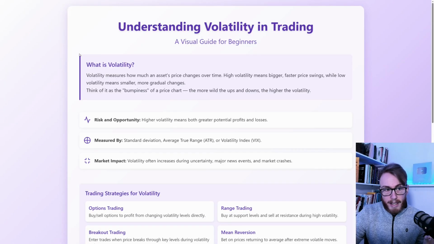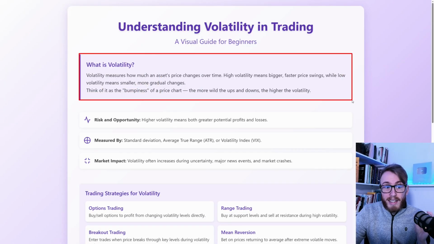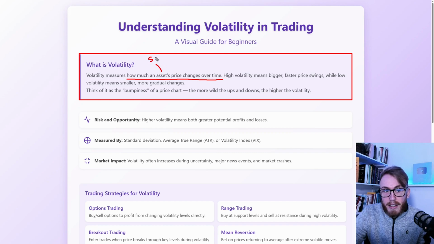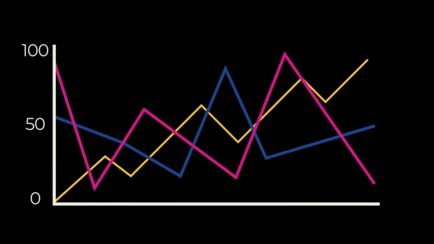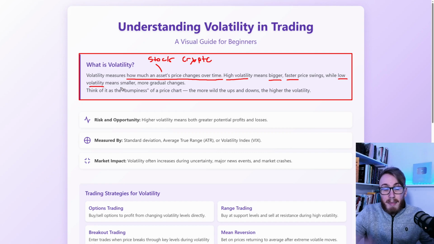Alright, so let's begin here by answering the very important question, what is volatility? And especially what is volatility when it comes to trading? Well, volatility simply measures how much an asset's price has changed over time. And when I talk about an asset, this can be anything from a stock to a cryptocurrency or Forex pair. And high volatility basically means bigger and faster price swings, while low volatility basically means smaller and more gradual changes. And you can think about it as the sort of bumpiness on the chart.